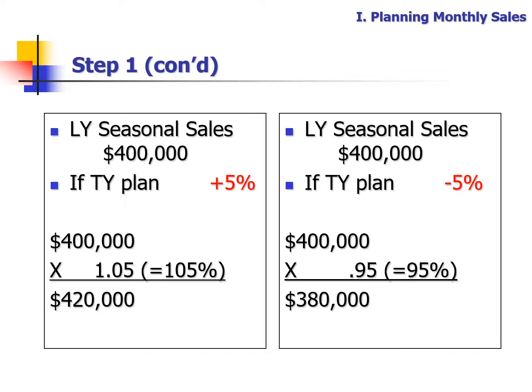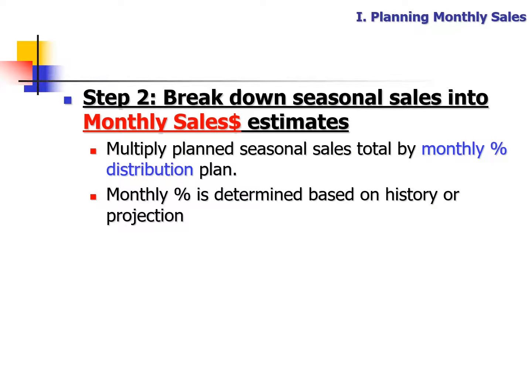So whether you project the trend to be a positive number or a negative number, you can apply that projected trend to last year's sales to be able to calculate what's going to have to be this year's seasonal sales dollar. So once we have the seasonal total sales planned for this year, now we have to break down the seasonal sales into monthly sales estimates. For us to be able to estimate our monthly sales dollar, we first need to plan the monthly percent distribution.